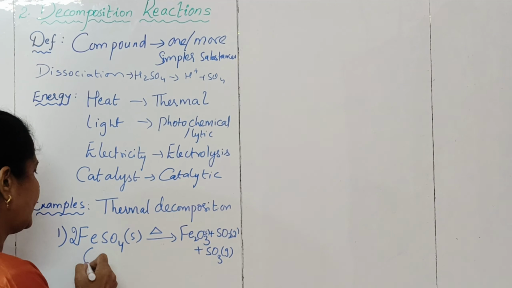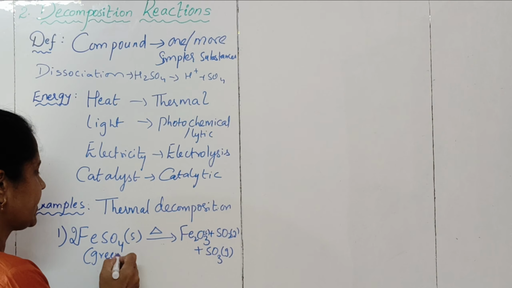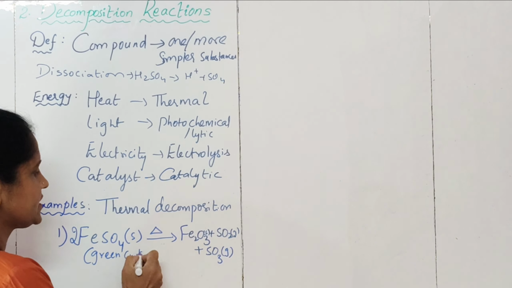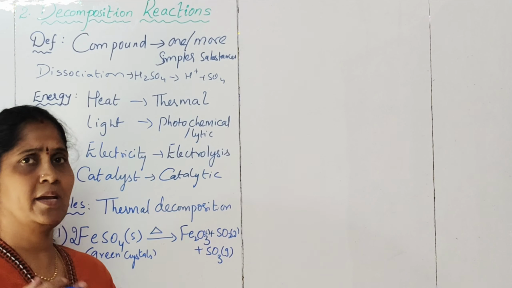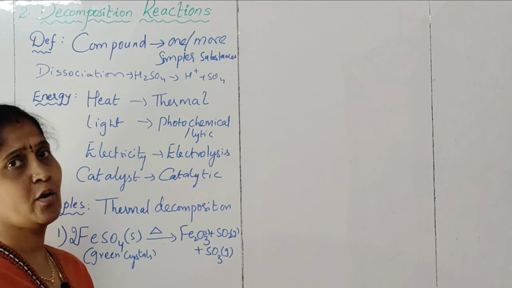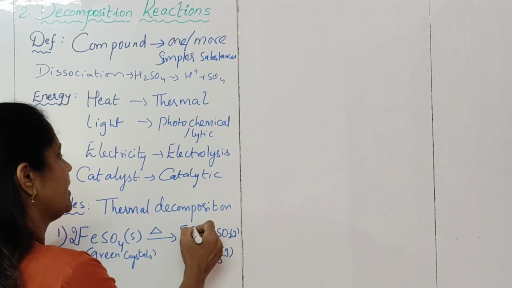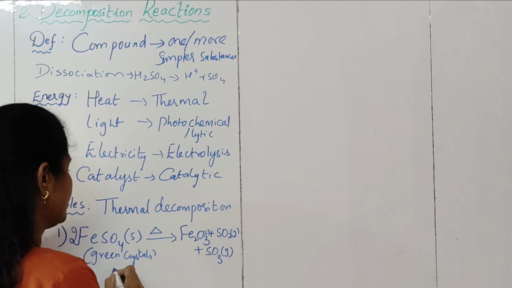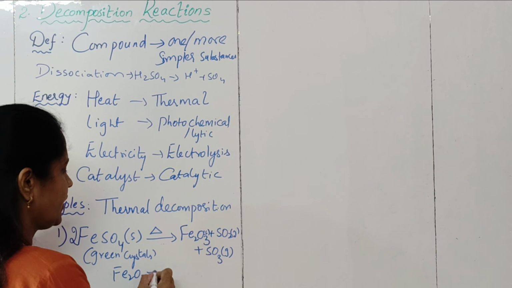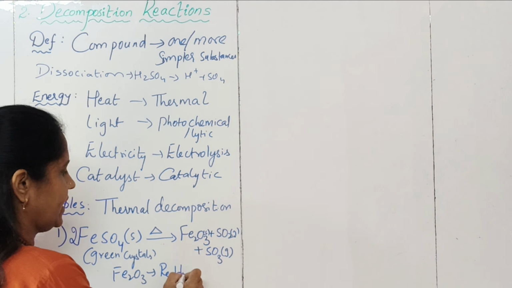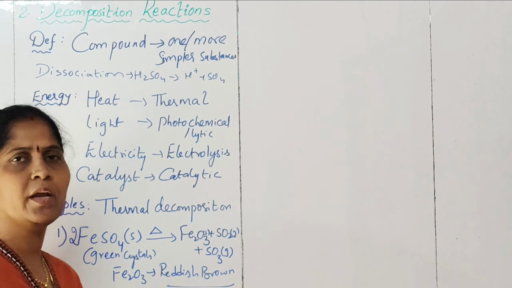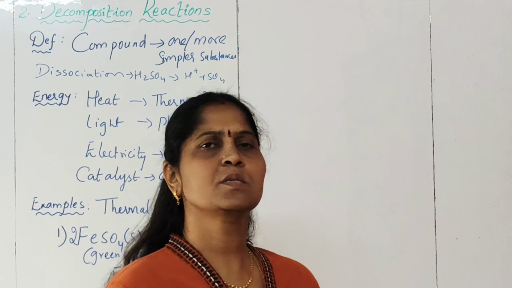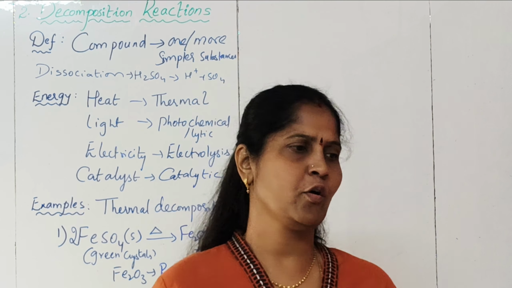And talking about the color, these are light green color crystals. So when the ferrous sulfate crystals are heated, what will be formed? Ferric oxide. What is the color of ferric oxide? Ferric oxide, Fe2O3, is reddish brown in color. It is also solid, but the color changes upon heating to reddish brown. So this is one important example of thermal decomposition.